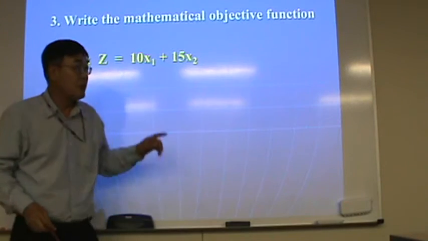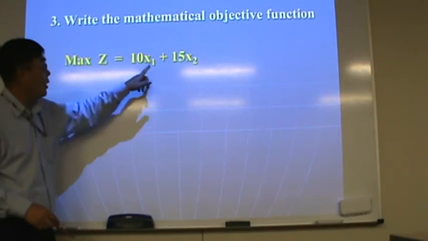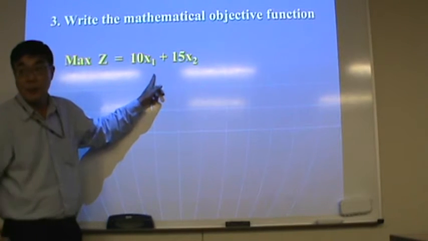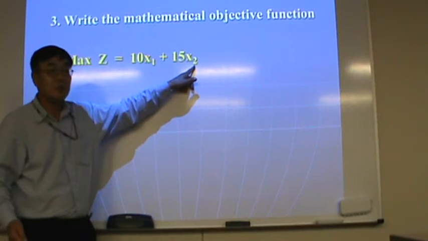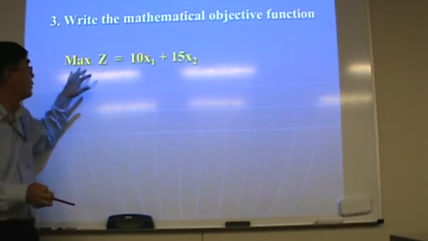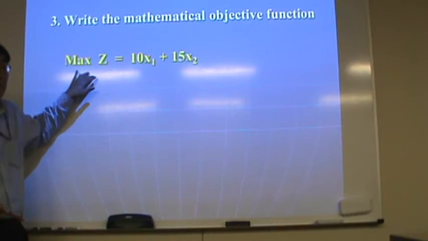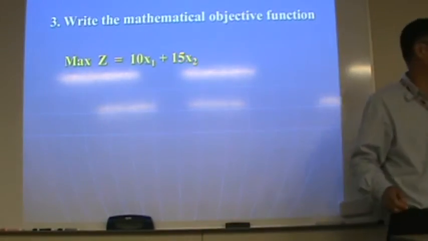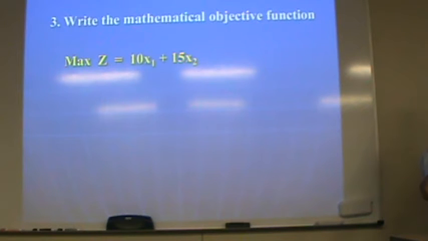Total profit, maximize profit. How many deluxe frames? How many professional frames? Allocate. Then how can we maximize profit? Okay. This is the objective function.